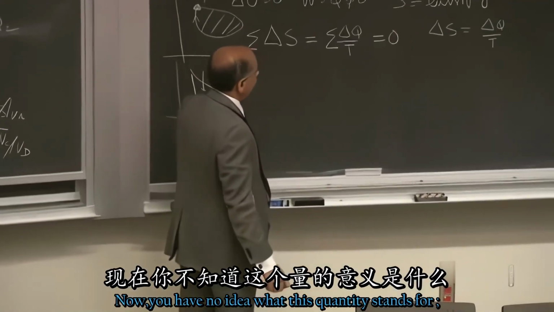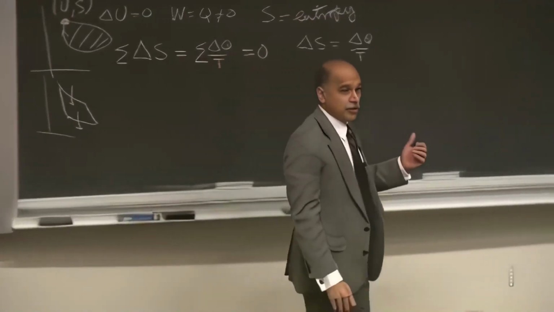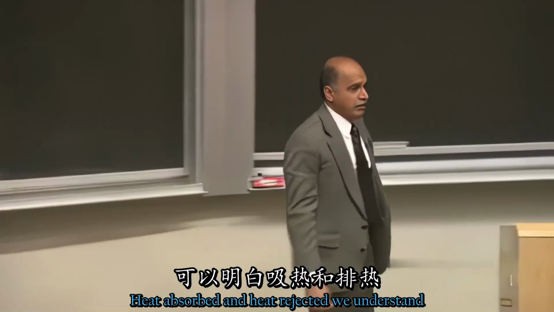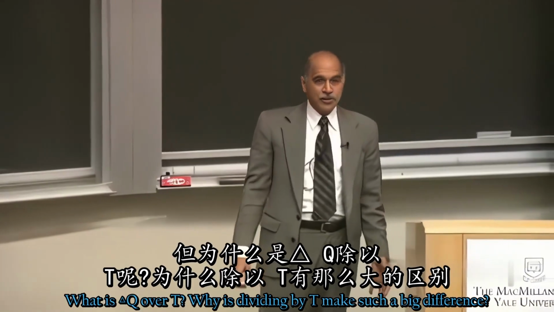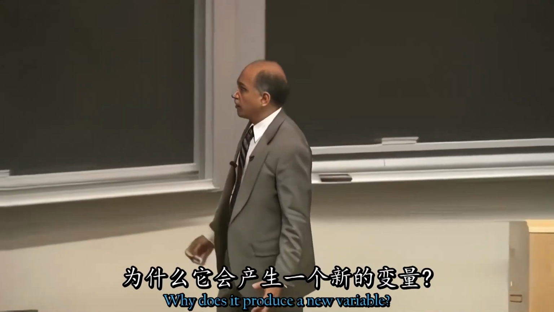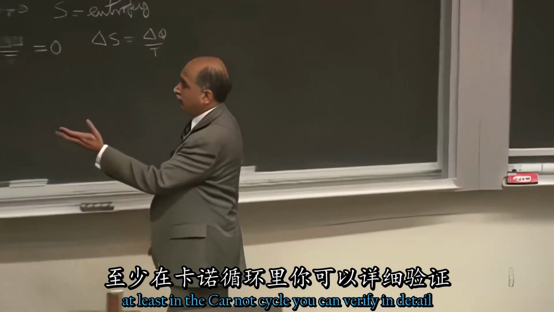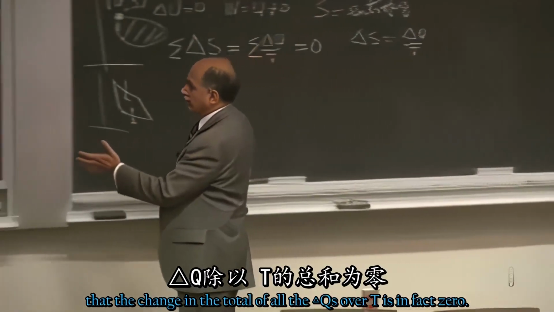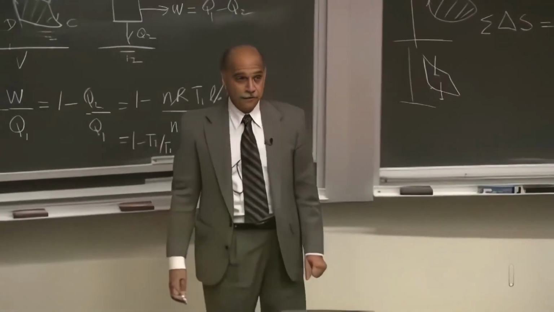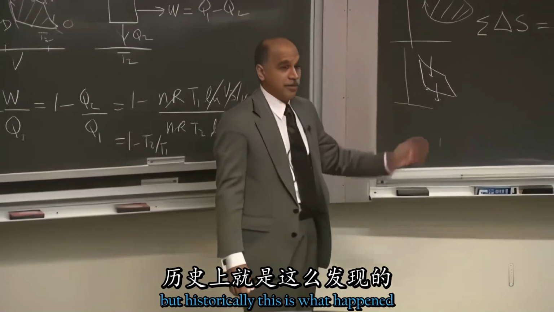Now, you have no idea what this quantity stands for. You agree it's bizarre. Work done, we understand. Heat absorbed and heat rejected, we understand. What is delta Q over T? Why is dividing by T such a big difference? Why does it produce a new variable? We can see it is true. At least in the Carnot cycle, you can verify in detail that the total of all the delta Q's over T is in fact 0. So we'll develop a feeling for what it means, but historically this is what happened.